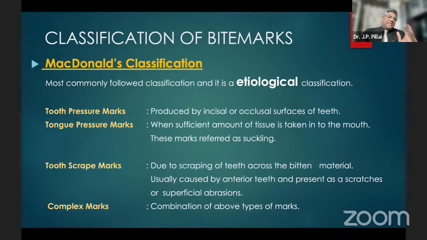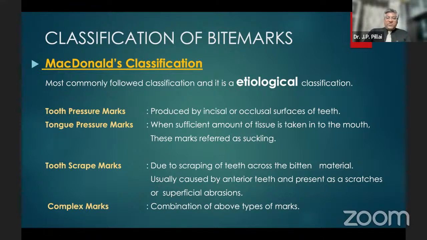But for undergraduate and postgraduate students, the most commonly accepted classification of bite marks is McDonald's classification. We all commonly ask this in the third year of BDS. It is purely based on the etiological aspect. The etiological classification has four types. First, tooth pressure marks, only the indentations created by the incisal or the occlusal surfaces of the teeth.